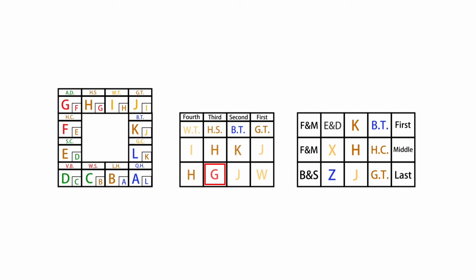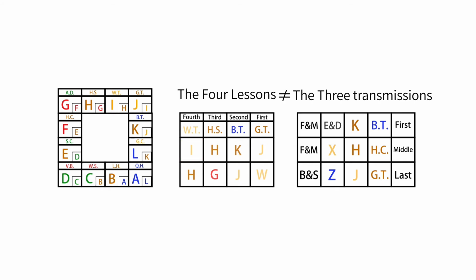The symbol below the third lesson is the first transmission. The symbol above the third lesson is the middle transmission, and the symbol above the 4th lesson is the last transmission. Don't equate the 4 lessons with the 3 transmissions. The 4 lessons are relatively static, and the 3 transmissions are full of dynamics.